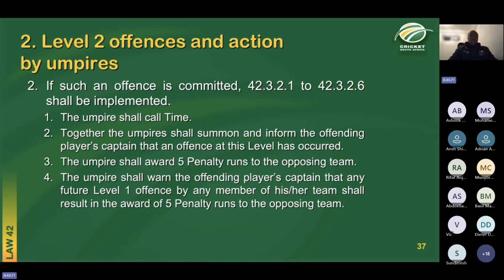The umpire shall warn the offending player's captain that any future level 1 offense by any member of his or her team shall result in the award of 5 penalty runs to the opposing team. So if you've committed a level 2 offense and then you go on to commit a level 1 offense, you're not going to get a warning for the level 1 offense because you've already committed a level 2 offense. Then a level 1 offense will immediately be punished by 5 penalty runs awarded to the opposing side as well.